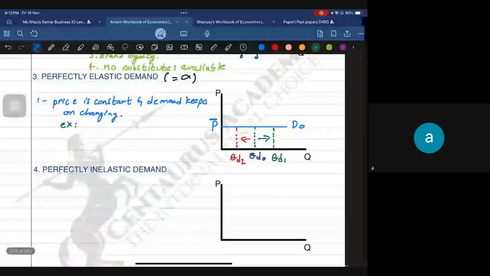Okay, Eva, I was asking for an example of this, where the price is constant but the quantity drops. An example. Okay.